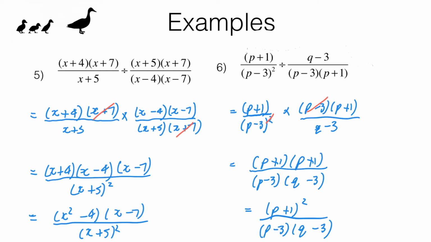Example 6. Again, replacing the divide by sign for a multiply and reciprocating this next fraction here. I can cancel or simplify a p minus 3 here with a p minus 3 here, because I've got p minus 3 squared. This then leaves me with p plus 1 multiplied by p plus 1 over p minus 3, q minus 3. P plus 1 times p plus 1 simplifies to p plus 1 squared, and I can't simplify my denominator anymore.